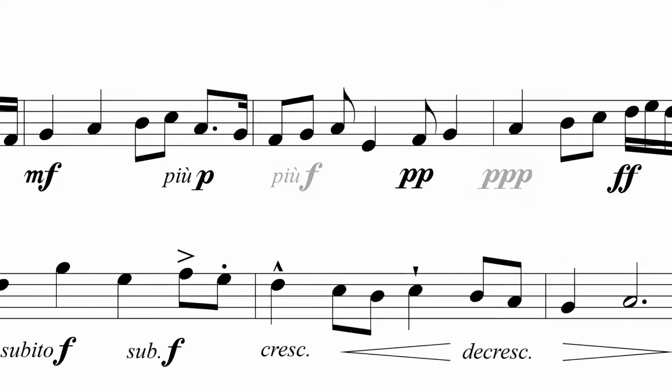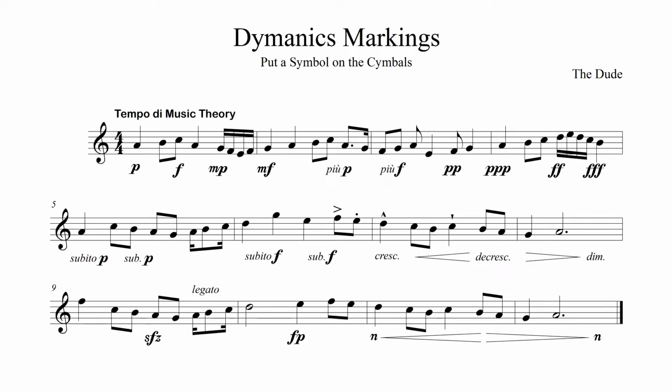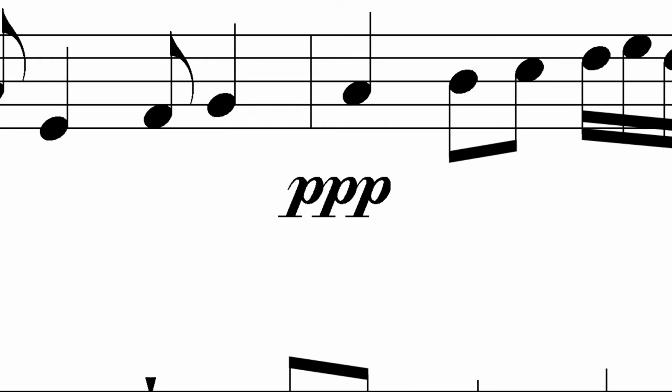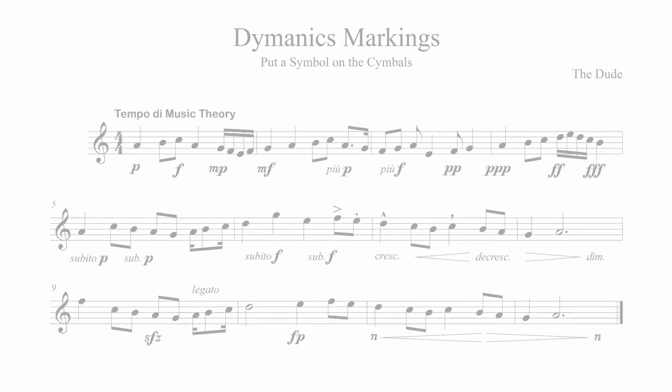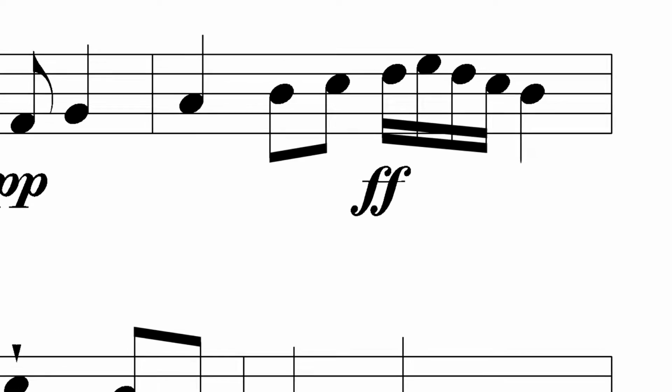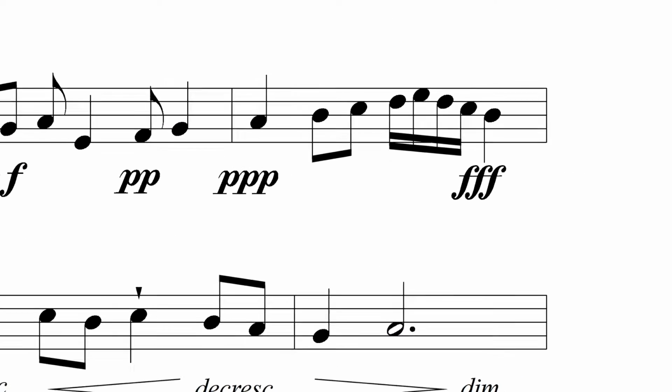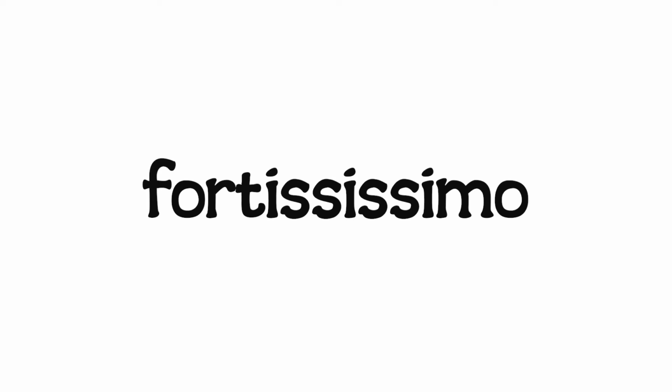2 Ps, short for pianissimo, means very quiet. 3 Ps, said as triple piano, is short for pianississimo and means very, very quiet. 2 Fs, short for fortissimo, means very loud. 3 Fs, said as triple forte, is short for fortississimo and means very, very loud.